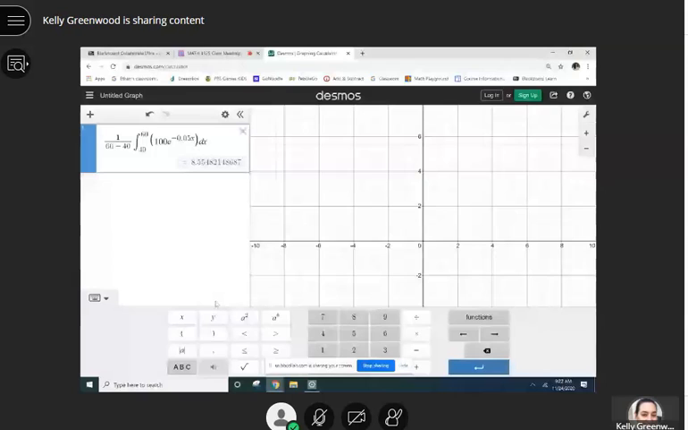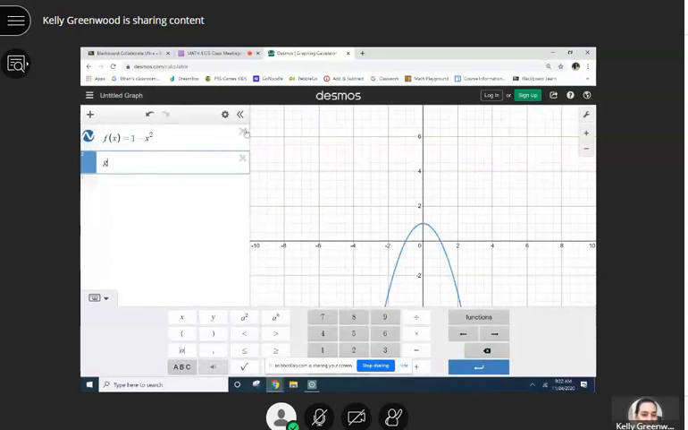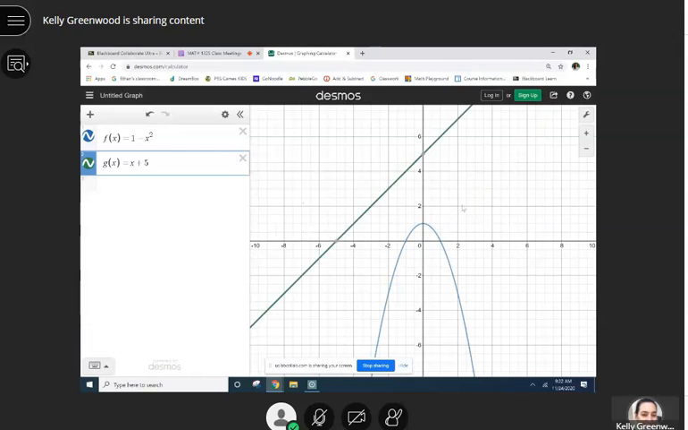Okay, so let's go to Desmos. Clear that out of there. So f of x was 1 minus x squared. G of x was x plus 5. Yep, so I sketched it correctly. So you would sketch this down on your paper. And then we're wanting to look between -2 and +2.